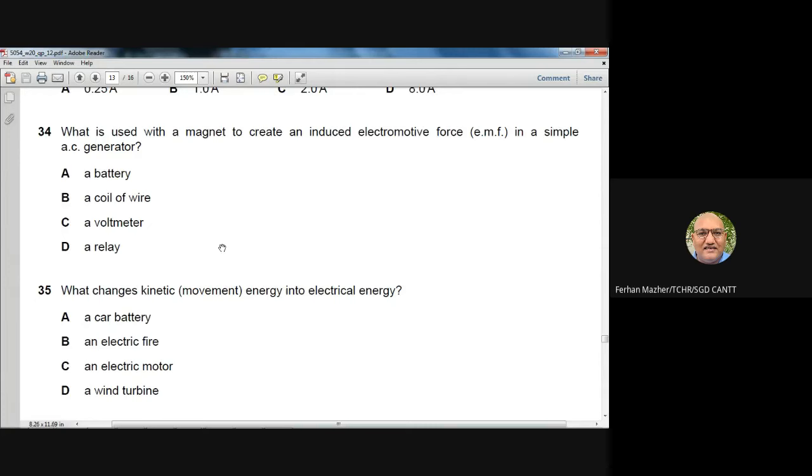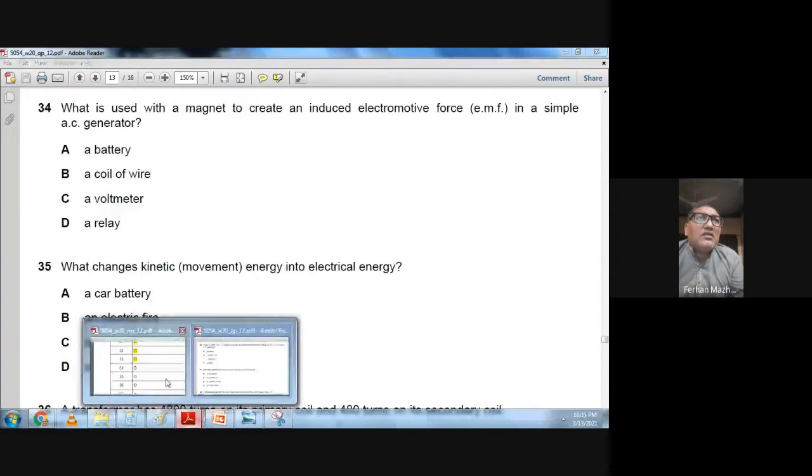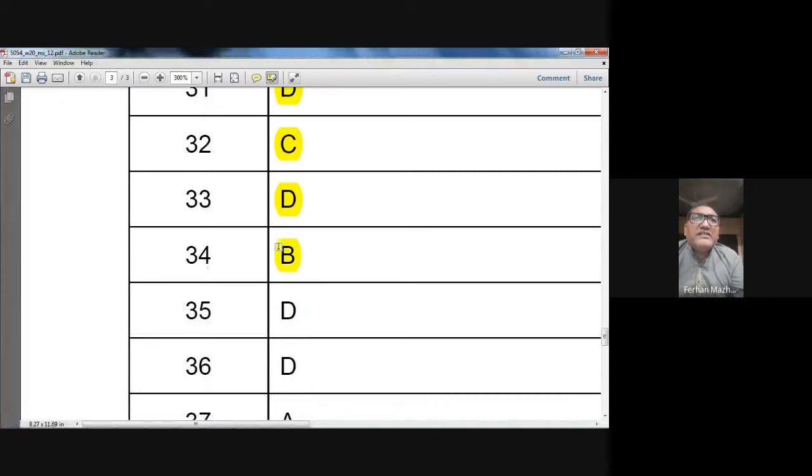A battery? No. A coil of wire? Yes. A voltmeter? No. A relay? No. A coil. We have a coil, we have a magnet. If they move relative to each other, EMF will be induced in that coil. This is called magnetic induction. So B is the choice. Question number 32, B is the right option.